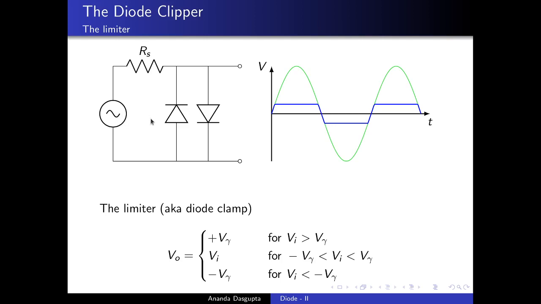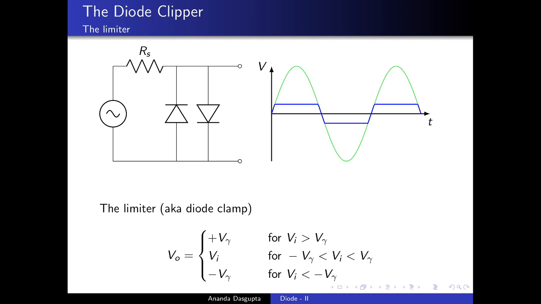When the input is negative and is bigger than V gamma in magnitude, so it's less than minus V gamma, then this diode on the left will conduct, and then the output will stay fixed at minus V gamma. But if the input voltage is in the narrow region between minus V gamma and plus V gamma, neither of the two diodes will conduct, no current will flow in the circuit, so the output voltage will exactly follow the input voltage. So, assuming a cut-in voltage of around 0.7 volts, the output will actually mimic the input voltage when it's between minus 0.7 volts and plus 0.7 volts, and will just hold the value fixed at plus 0.7 or minus 0.7, depending on whether the input voltage is positive beyond 0.7 or negative beyond minus 0.7.